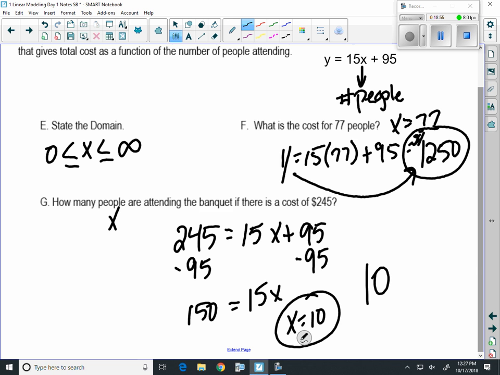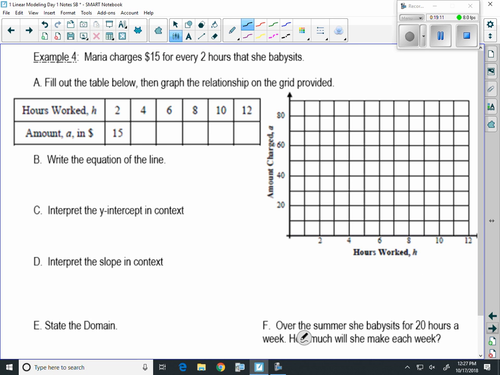All right, so that means 10 people can attend. That would be a pretty small banquet, but still. Oh, wow, did I ask you?